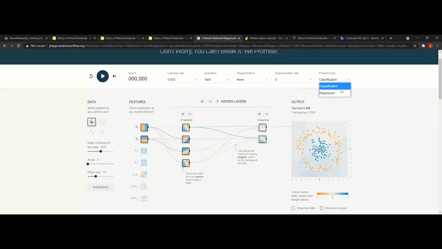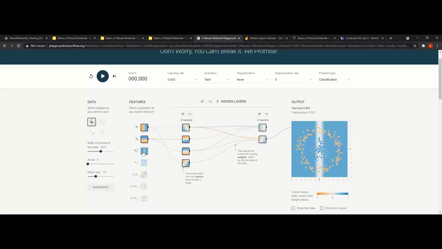And then problem type, we're going to focus on classification. We're not dealing with a continuous data set. We're not dealing with relationships. So we're not going to do regression. So for now, it's just classification. And then here we have our features, which are the inputs we're feeding the model.